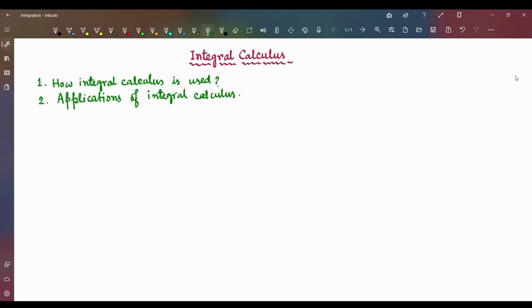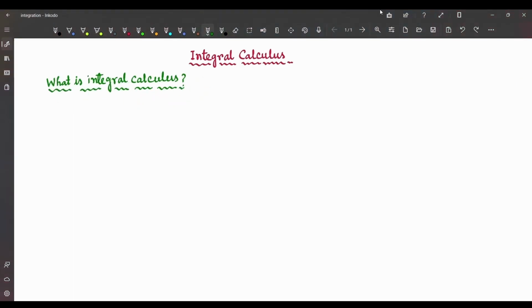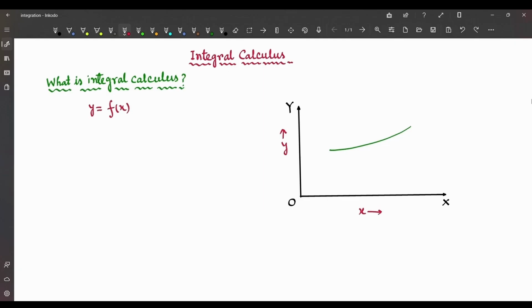Before we learn how we can use integral calculus, we need to know what integral calculus is. We have already learned about differential calculus. Integration is the inverse process of differential calculus. To explain integration, I use a graph here. We consider y is a function of x, and there are 2 points P and Q on the curve.